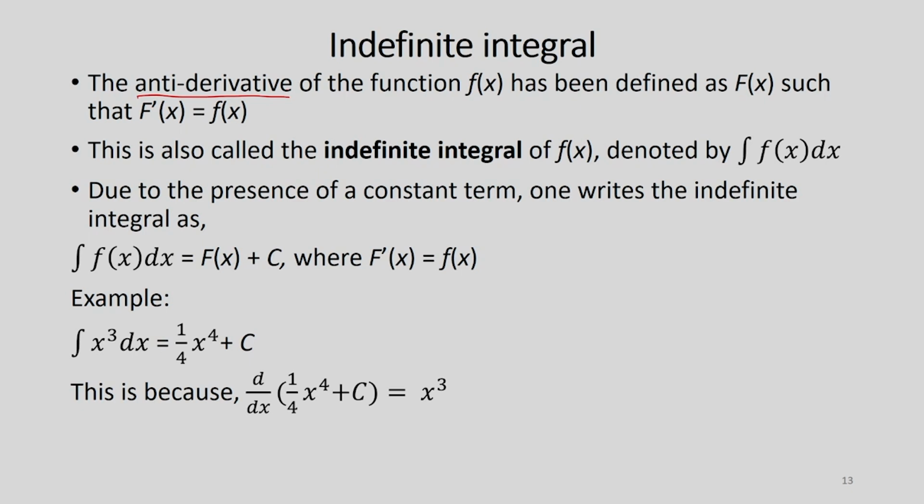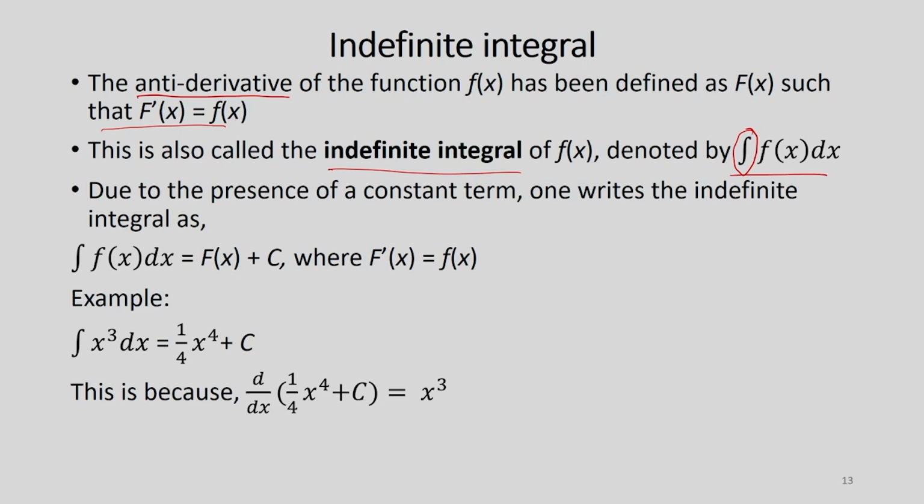The antiderivative of the function fx has been defined as capital Fx such that capital F dash of x is equal to small fx. Now, this antiderivative is also called the indefinite integral of fx, and it is denoted by this sign. So, this is the integration sign. It looks like the letter S in English, but sort of elongated S, and then you have fx and dx. This is called indefinite integral of fx.